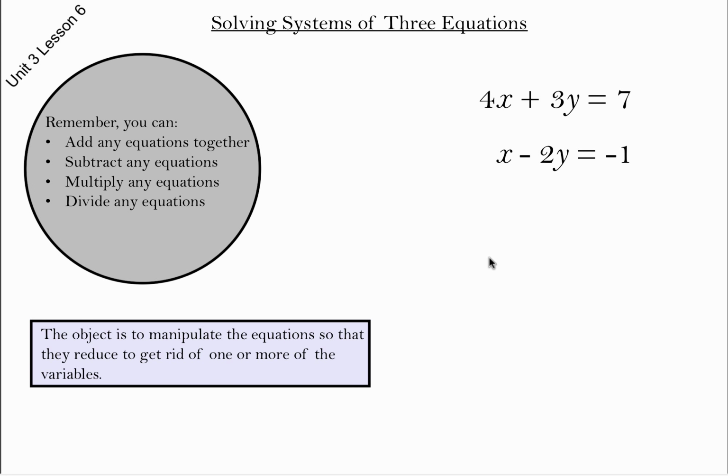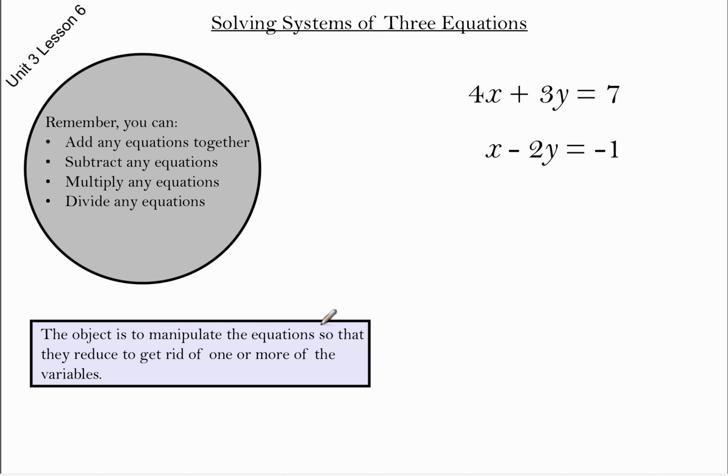So we're moving on today to solving systems of three equations. Now, remember back in 8th grade, we had systems of two equations. So there are two equations here, and if we have two equations, that means we have two variables to solve for. Remember, you can add any equations together, you can subtract, multiply, or divide any equations. As long as you do what you do to one side, you do to the other.